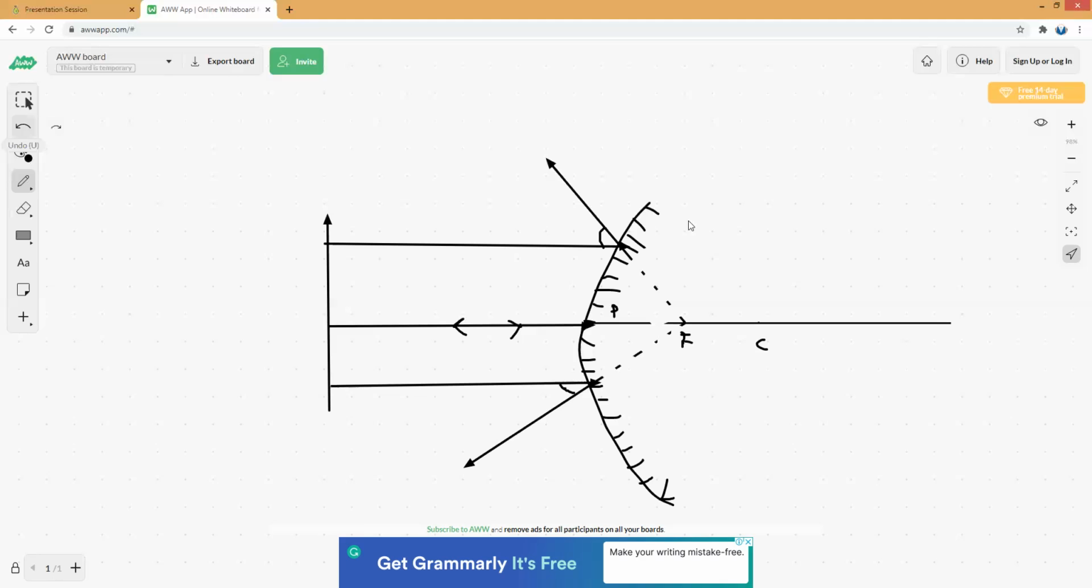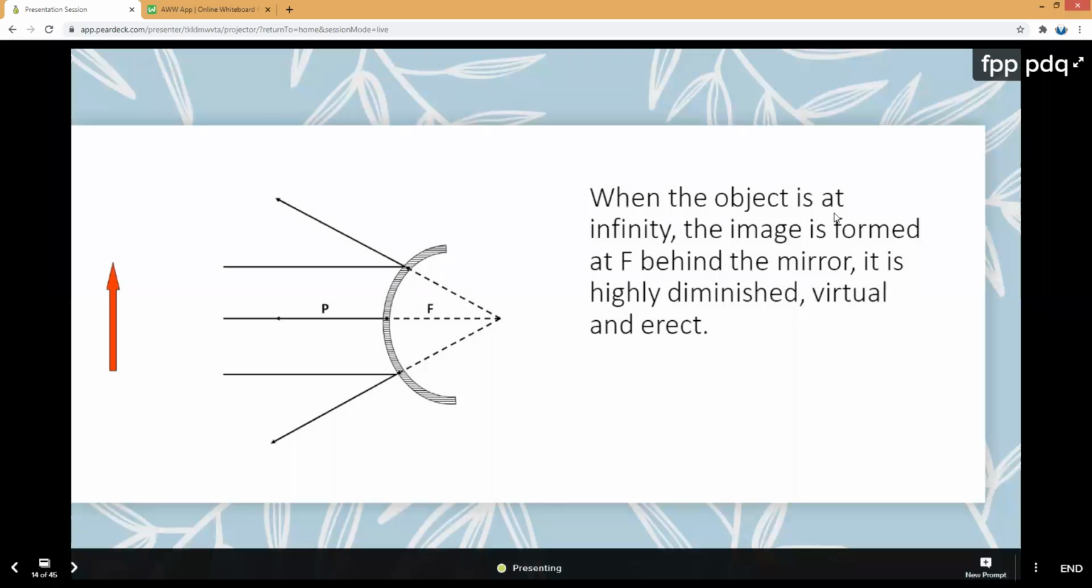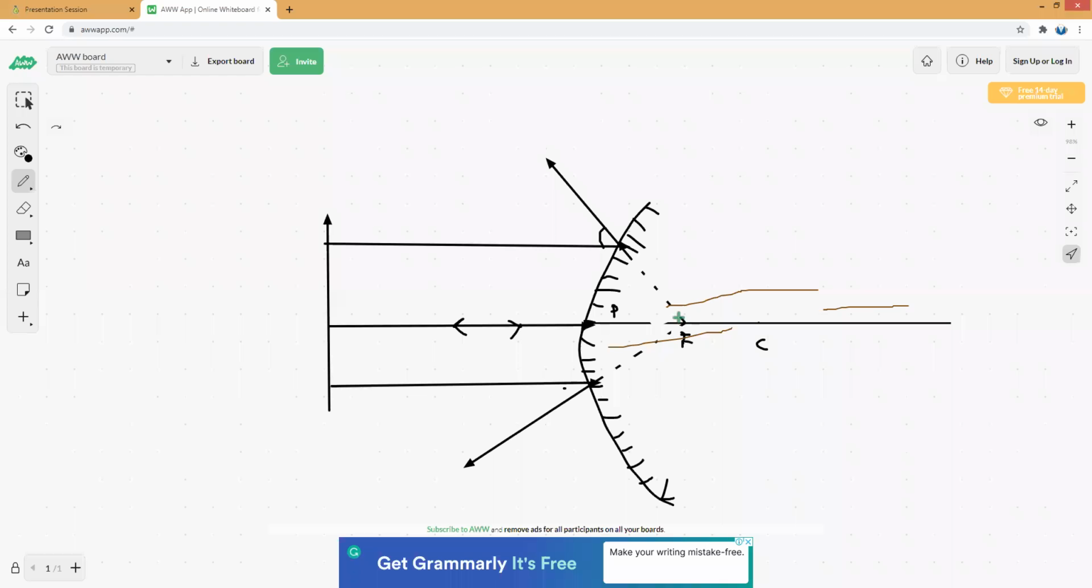So basically, as Khadir told, the object is at infinity, so the image is formed behind the mirror at F. You can see over here the dotted lines, and it's also highly diminished, point size, virtual, and erect. Erect means straight. It's on a dot, so it's point size as well, but you can write diminished, so that's enough.